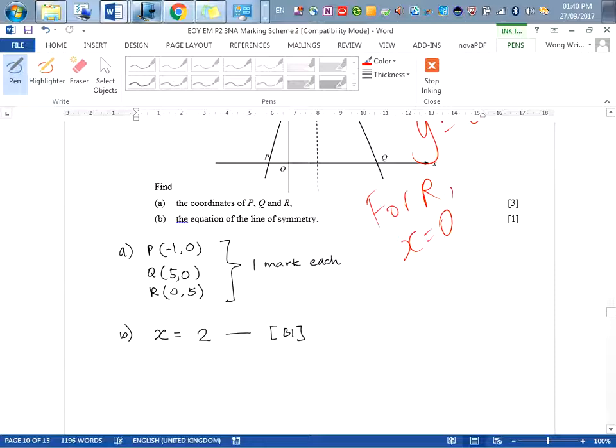Wait, just let me finish part B. Since P, we have -1, and Q, we have 5. The line of symmetry must be right in the middle. What is in the middle? We need to find the average lah. So x will be equal to (5 plus -1) divided by 2. This is 2. So x equals 2 is your line of symmetry.